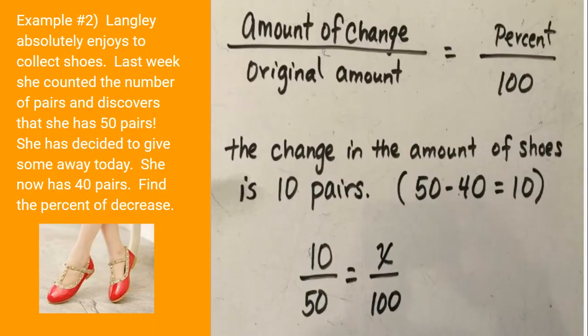Now let's look at example number 2. I know another person named Langley, and she loves to collect shoes. Last week, she went into her closet and she counted all the shoes that she had, and she discovered that she had 50 pairs. So she decided, I'm going to give some of my shoes away. She gave some away today, so she ended up with 40 pairs. So the question is, find the percent of decrease. By what percent did her shoes decrease in her closet?